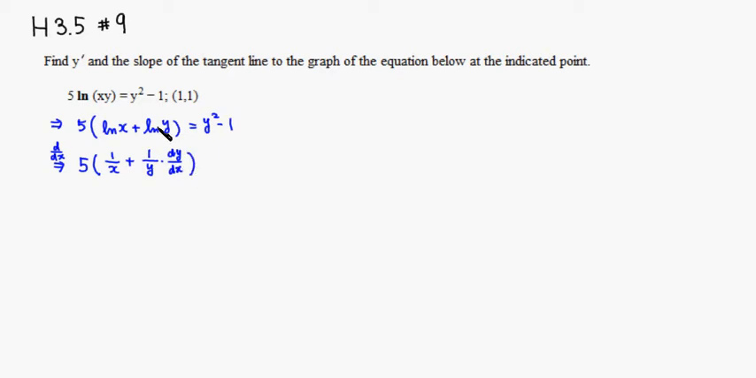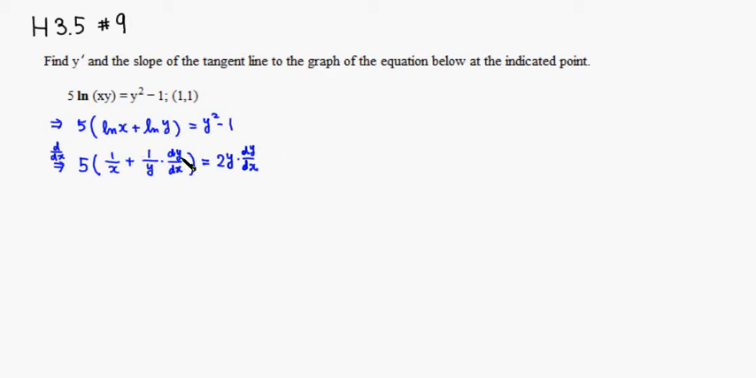And the right hand side, if you take the derivative, you get 2y, then you have to multiply by dy over dx. Again, another chain rule. And the derivative of negative 1 is 0, so I'm not going to write anything down. Then we're going to have this.